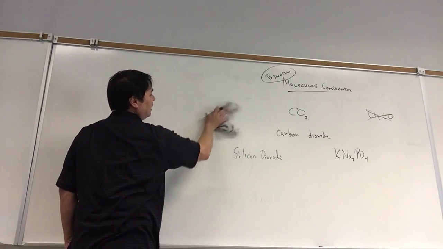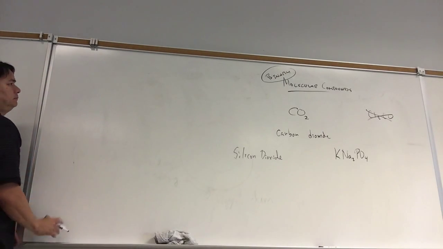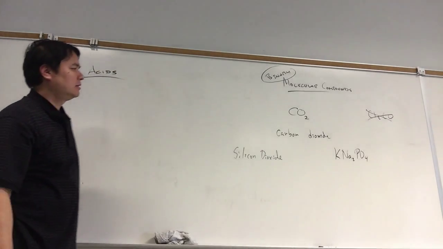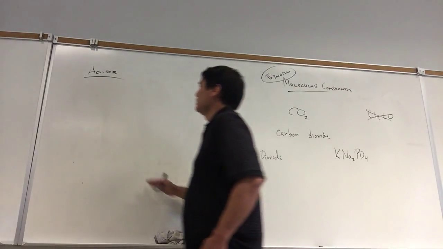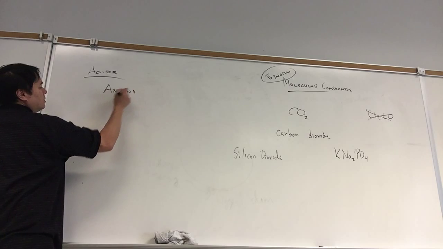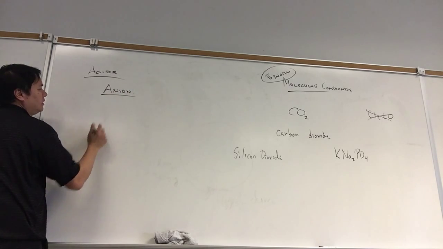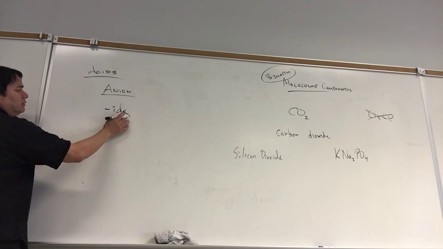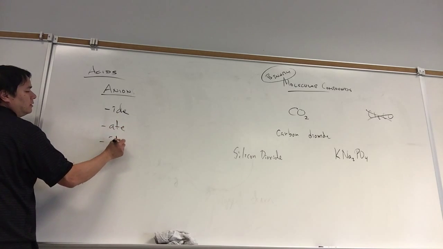So we have ionic, molecular, and next thing we'll name are acids. You know, acids, the cation's always the same. The cation's H+. The only thing that changes for acids is the anion. And so acid names are based on the anion name. And so if we look at the anion, there are only 3 anion types: the ide, the ate, and the ite.